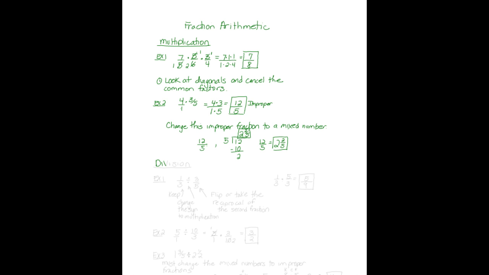Next we'll look at division of fractions. For division, let's start with an example here. Example 1. 1/3 divided by 3/5. So for division, the rules are to keep the first fraction. We're going to keep the first fraction. We're going to change the sign to multiplication.